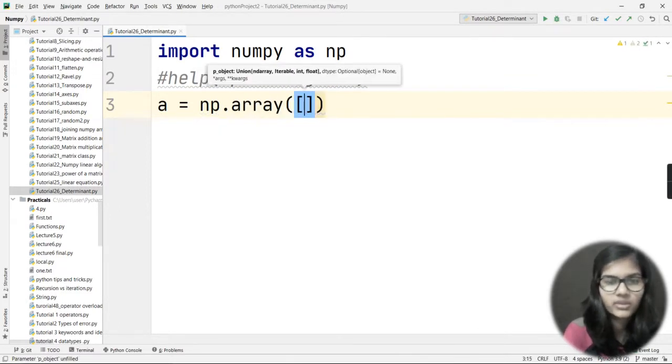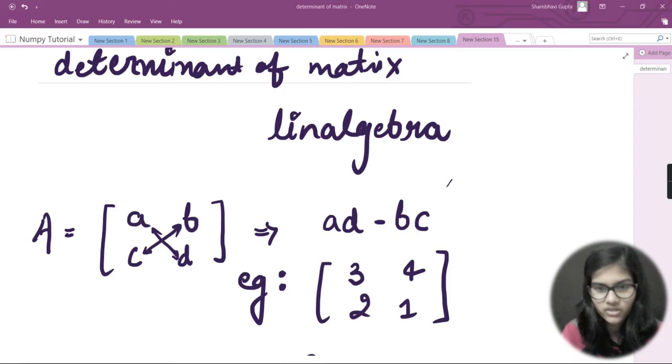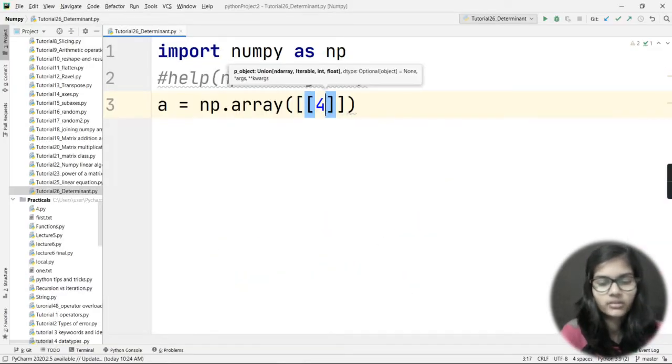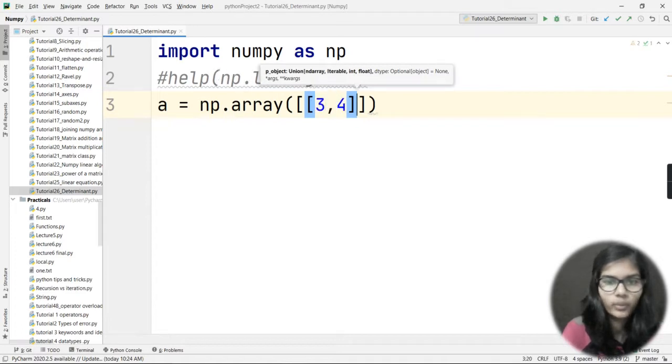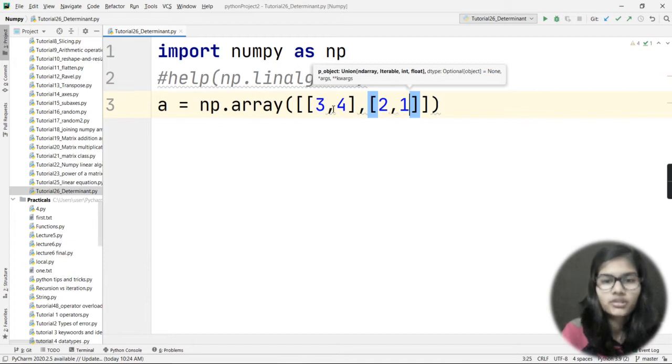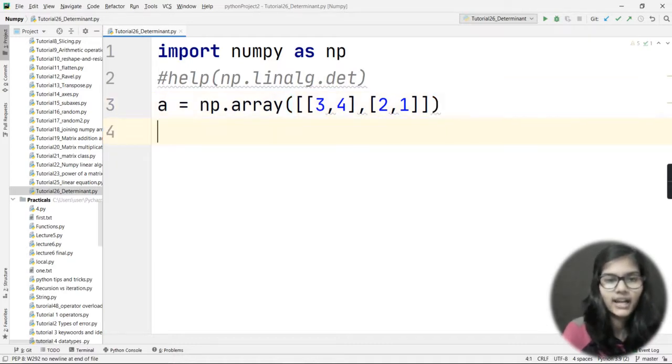Now what was the example which I had taken? Let me quickly go to OneNote and check. So it was 3, 4, 2 and 1. So it was 3, 4, then a comma, and 2, 1. This is the same matrix which I showed you in the example, so I have taken that here also, that is 3, 4 and 2, 1.